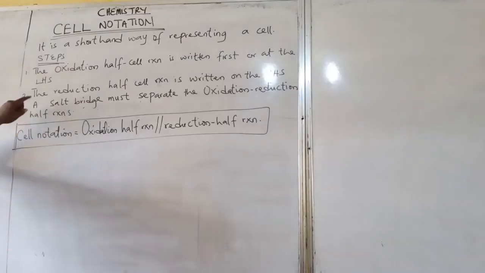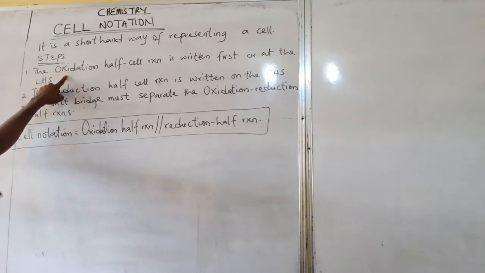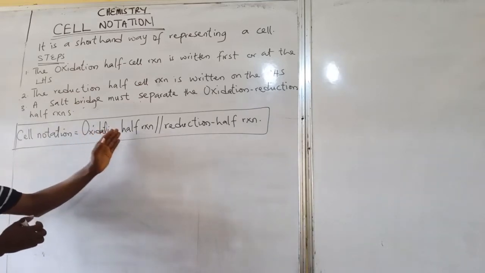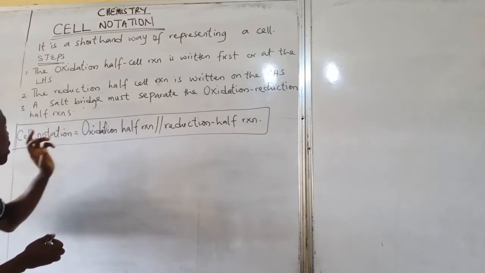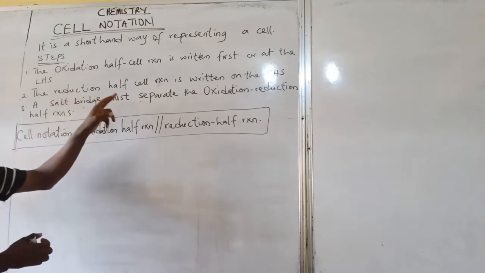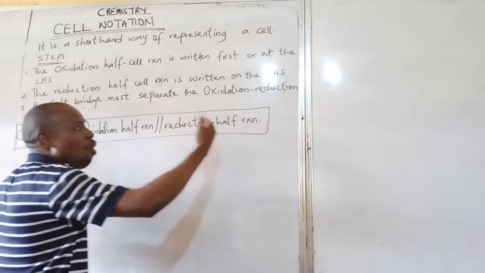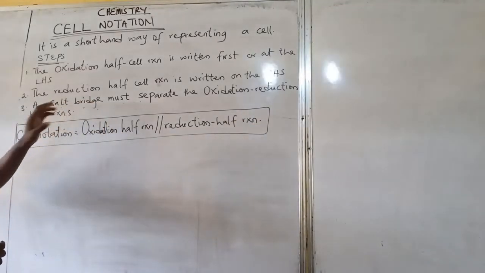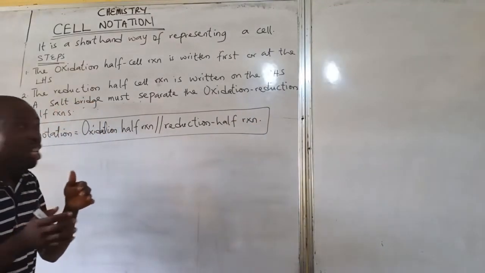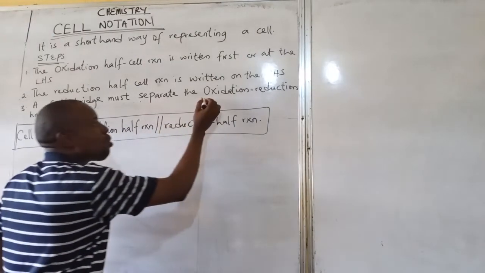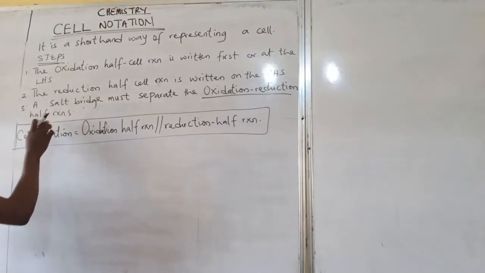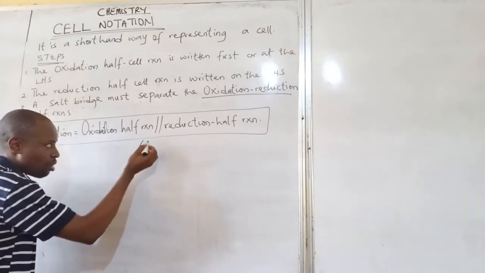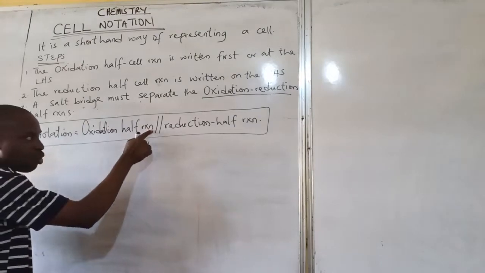The steps are: 1, the oxidation half cell reaction is written first, or it's always at the left hand side, as you can see here. You get me now? And number 2 is that the reduction half cell is written on the right hand side. And number 3 is what we call a salt bridge. A salt bridge is what separates the oxidation and reduction half reactions, and this is the sign we use to represent it, just like what you can see here.